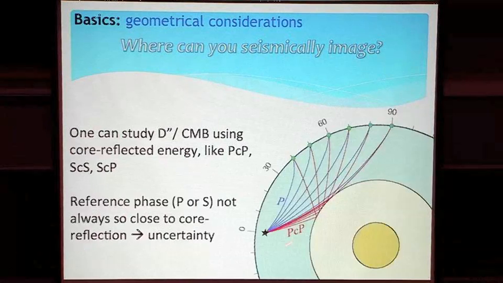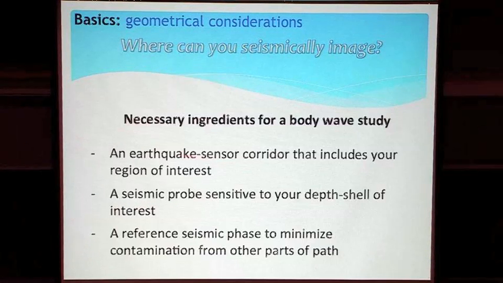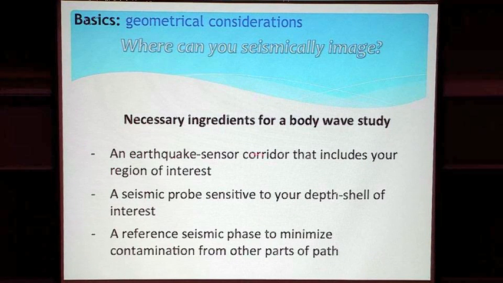Here's the path. And so again, you have this business of the reference phase. Am I really studying right there, or am I studying some integrated path? This is an uncertainty one has to worry about. So I put here like necessary ingredients. This is just some. You need to be able to illuminate with seismic energy this region of interest if you're worried about geography. If you're thinking, oh, global, I want average properties, then this is less of a big deal. You just have to carry the blind faith that the geographies you do sample don't bias you.